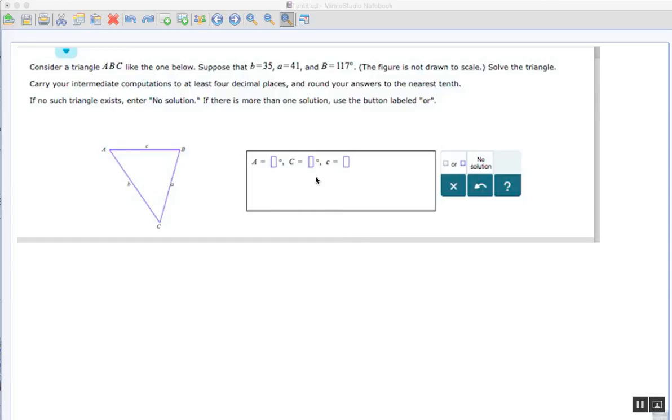Okay, so for this one, this is not a right triangle. So you know you're going to either be using your law of sines or law of cosines.